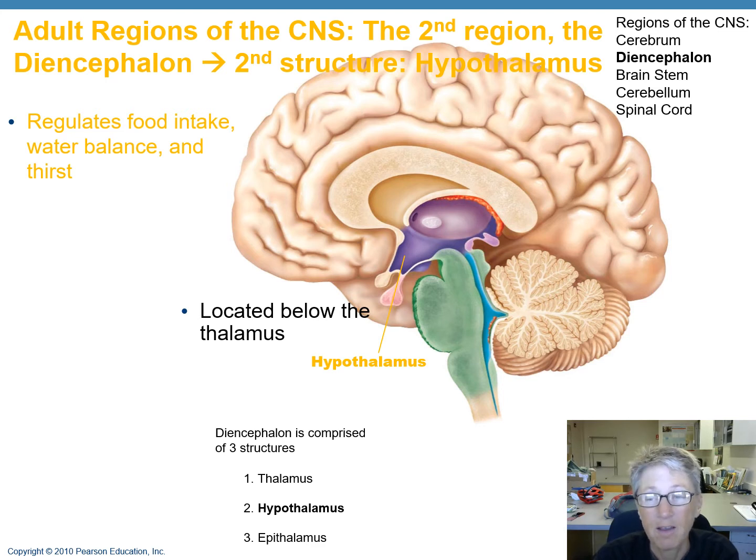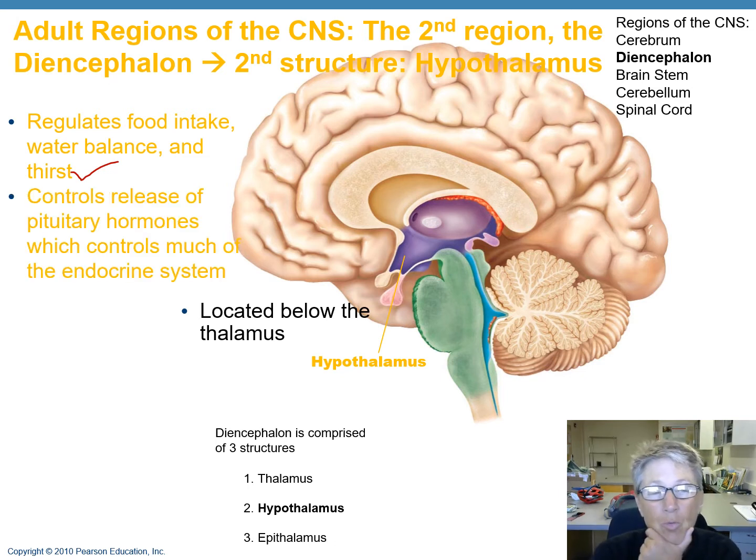So the second structure within the diencephalon is the hypothalamus. The hypothalamus does a lot of things. It regulates food intake, water balance, and thirst. It also controls the release of pituitary hormones. So here's the pituitary gland. It will secrete a lot of hormones that you'll learn about when we do the endocrine system. So the hypothalamus will control which hormones get released from the pituitary gland.